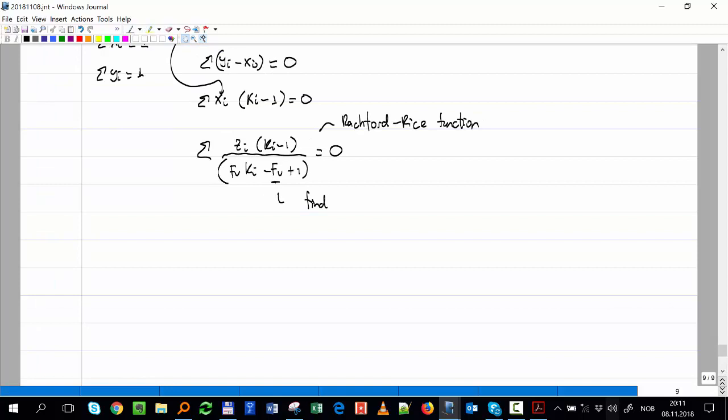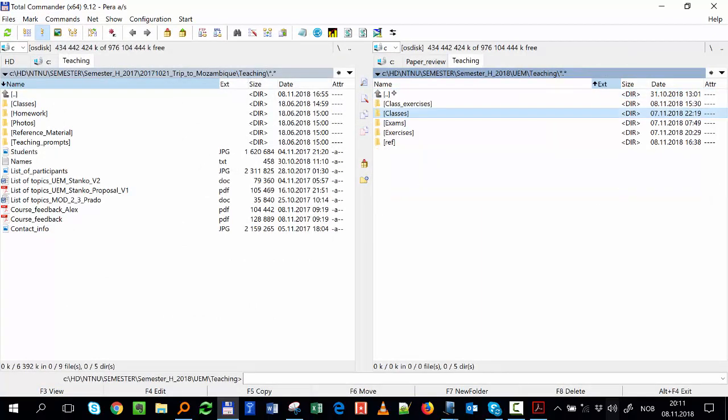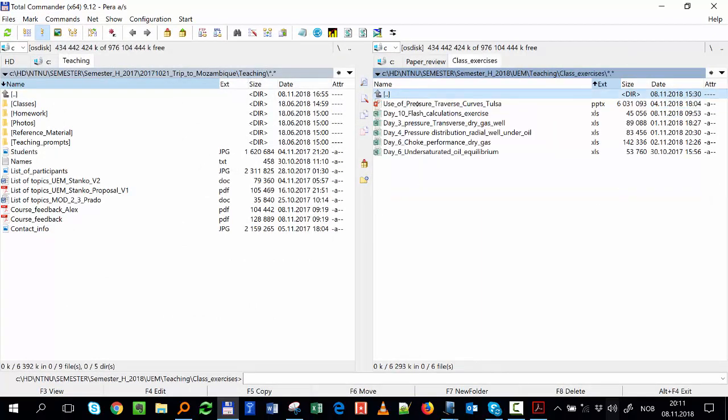So let's do that exercise, to try to see if we are lost or not lost. Class exercise, and it's day 10. Flash calculation exercise.